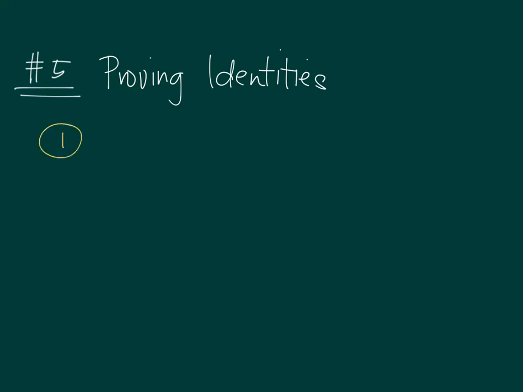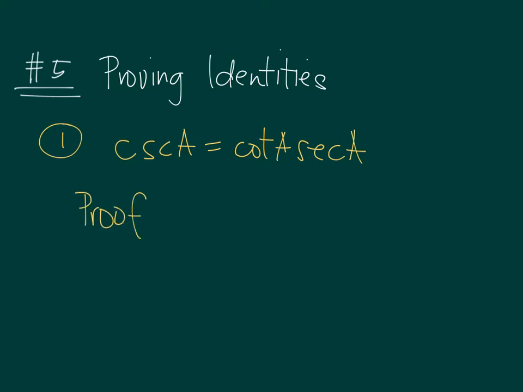Okay, number one, you have to prove that cosecant A is equal to cotangent A and then secant A. So this is how you prove. I need some organization in writing the proof, okay? So usually a student will write the word proof as a starting point. So, proof.